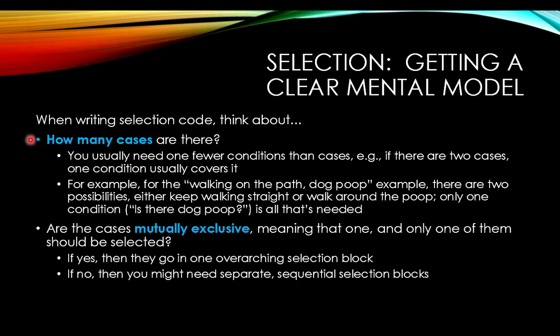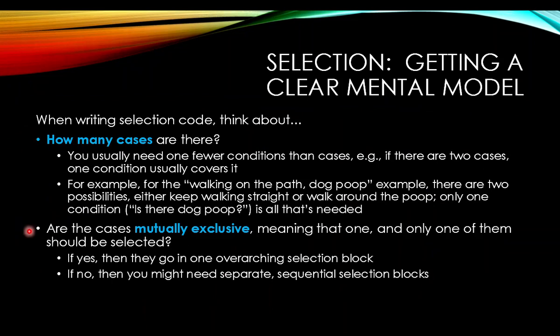Usually, though, you need one less condition than you have cases because the else case is a catch-all that doesn't need a condition. So in the example of walking on the path, seeing the dog poop, you only need one condition even though there's 2 cases, right? You either walk around it, or you keep walking straight, right? There's just two cases, so one condition, checking whether there's dog poop, is all that you need. So think about the number of cases really, really specifically.